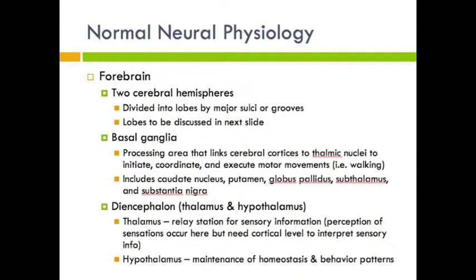The basal ganglia is a processing area that links cerebral cortices to thalamic nuclei to initiate, coordinate, and execute motor movements like walking. The diencephalon is made up of the thalamus and the hypothalamus. The thalamus is the relay station for sensory information. The hypothalamus is the maintenance of homeostasis and behavior patterns.